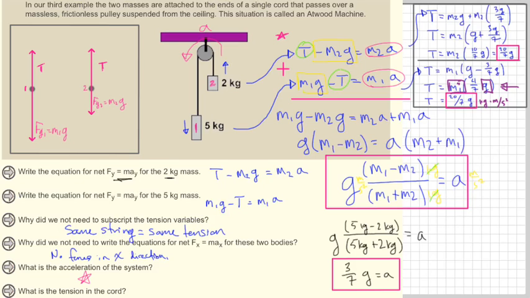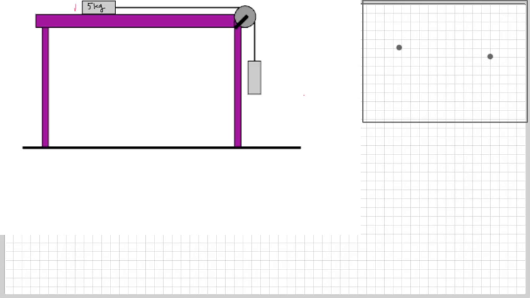Alright, so that's a basic Atwood machine. Anytime you take this sort of thing and flip it, put one block on a table or an incline, it's the same sort of deal. You just have to be careful of your directions and watch any angles that come into play. So here's a common one that's just one block.